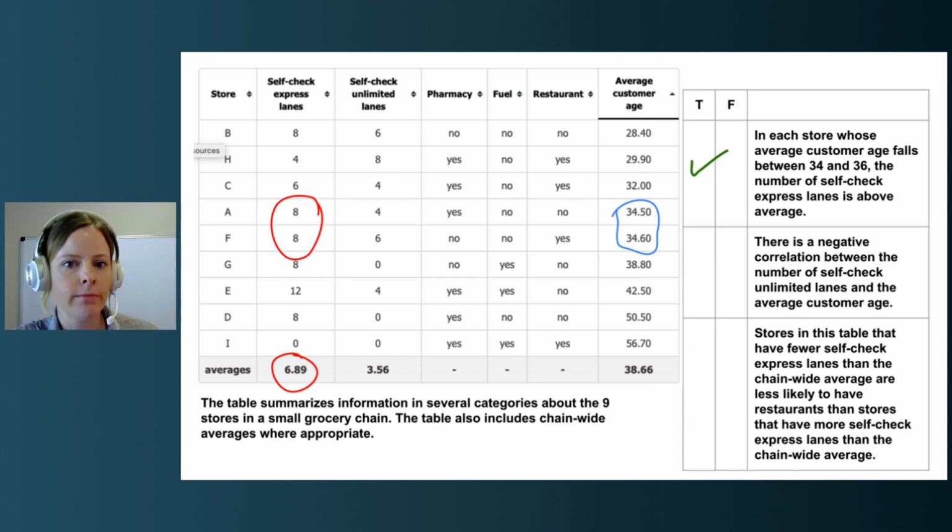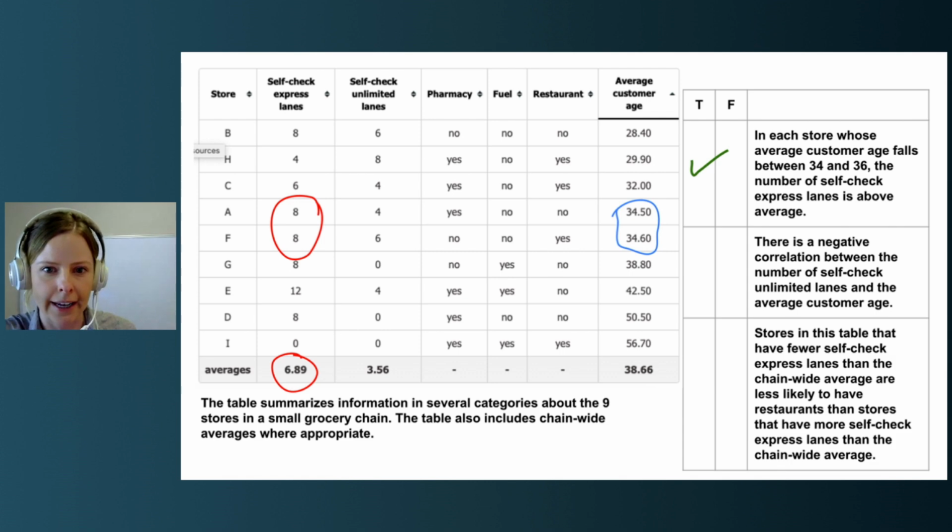So next question, true or false? There is a negative correlation between the number of self-check unlimited lanes and the average customer age. So let's pause a minute and talk about negative correlation. What that means is that as one of your trends goes in one direction, the other goes in the opposite direction, right? So as age goes up, we would want this number of self-check unlimited lanes to go down, right? Or vice versa. A positive correlation is when they both go in the same direction, right? So either both things go up at the same time or both things go down at the same time. So because we're looking for that negative correlation, we're just trying to make sure one goes up, one goes down.